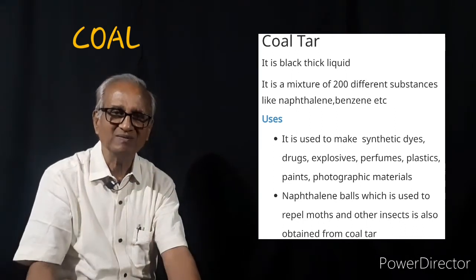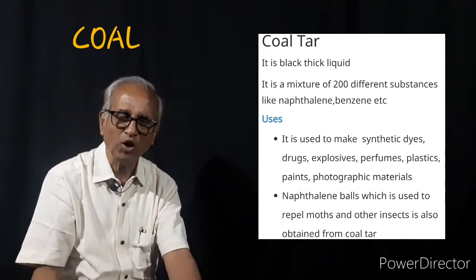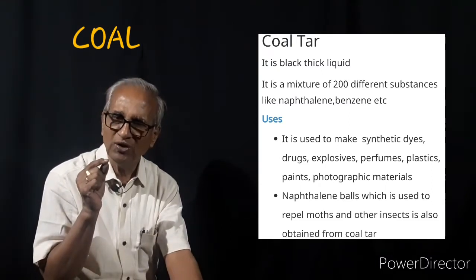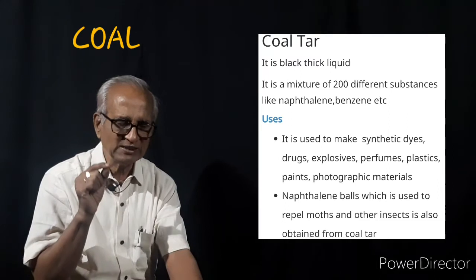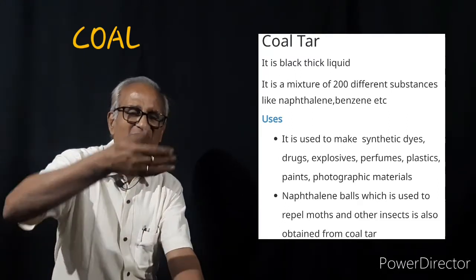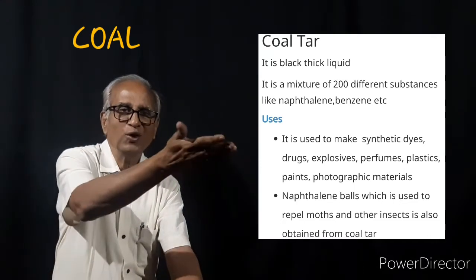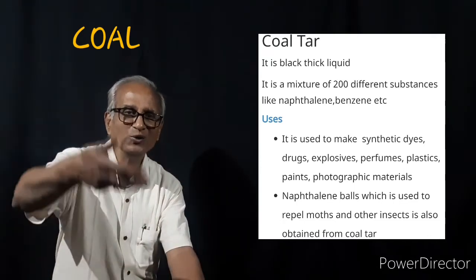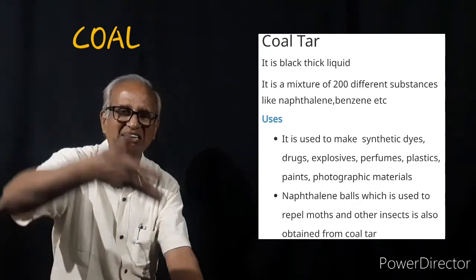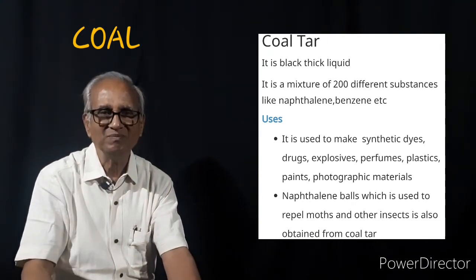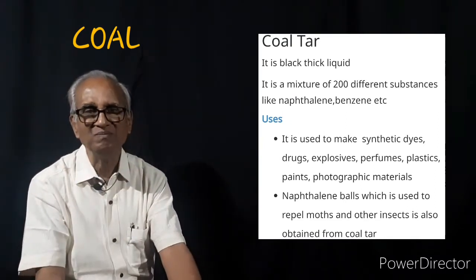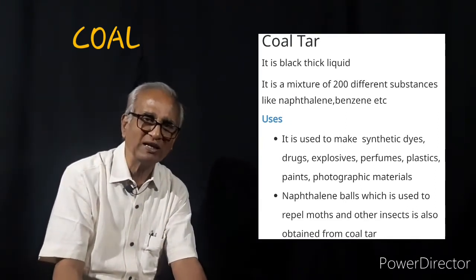Even the roads, they use tar or they use bitumen, I told you. So, coal tar is black in color. It is a very thick liquid. You see those road laborers using coal tar. It's very thick, very thick. It has an unpleasant smell. You can't bear it for a long time.